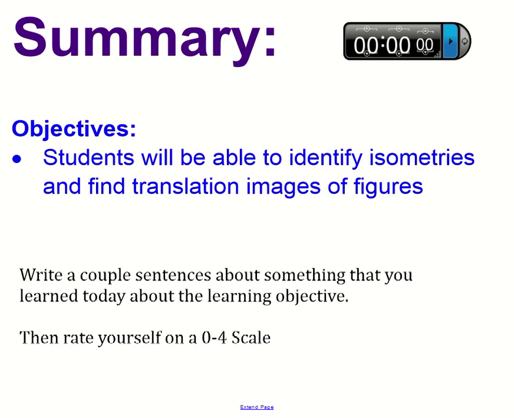All right, that is the end of this lesson. Remember, the objective was to be able to identify isometries and find translation images of figures. Make sure to pause and write something about what you learned today in your objective, about 2 sentences, and then rate yourself on a scale from 0 to 4.